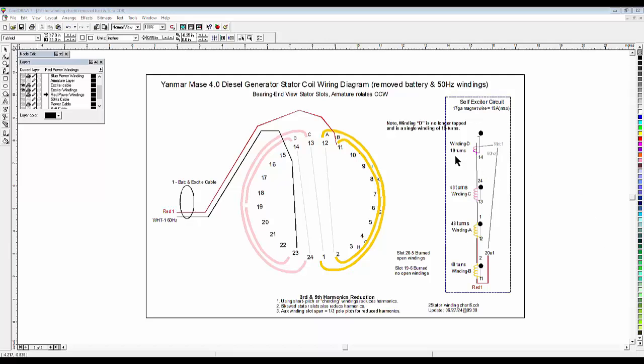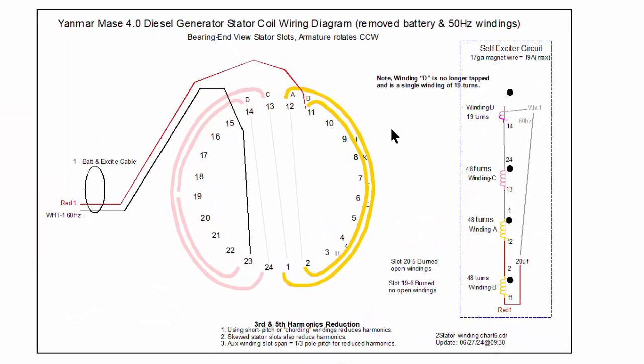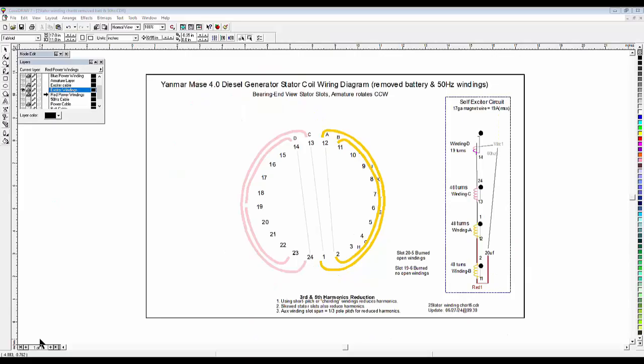So this is where this 19 turns came from for winding D. D is this one right here, and it's no longer split. It's no longer separated here. It's tied together right here, and it's 19 turns total.